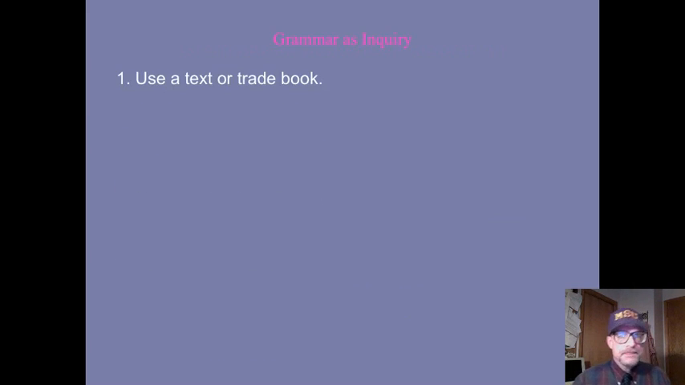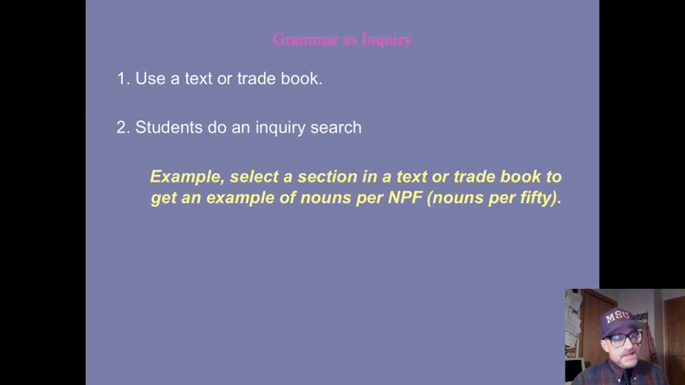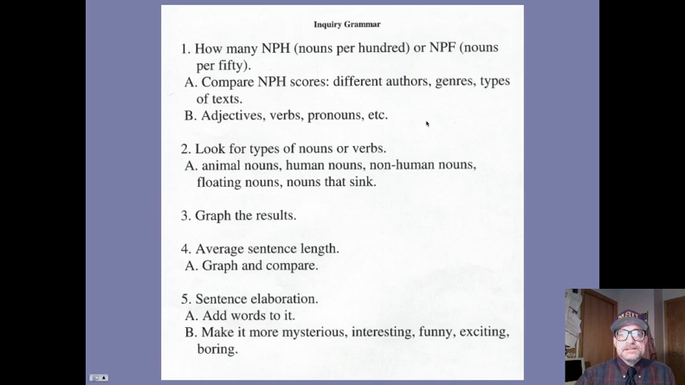Grammar is inquiry. Inquiry is where you ask a question and look for data to answer the question. Use it with a text or a trade book. Students do an inquiry search. Example, select a section in the textbook or trade book to get an example of nouns per 50. Nouns per 50, NP50. All right? How many nouns per 50? Compare the NP50 of different authors, genres, types, etc. All right, how many nouns per 50? How many verbs per 50? How many animal nouns, human nouns? You can graph the results.